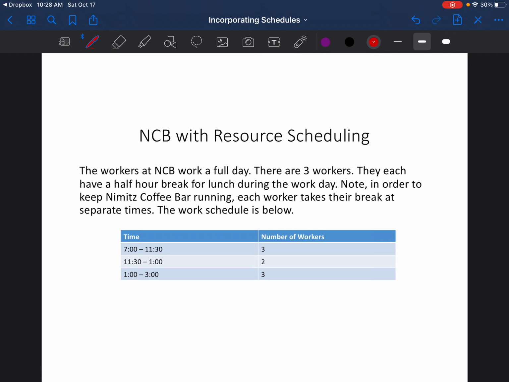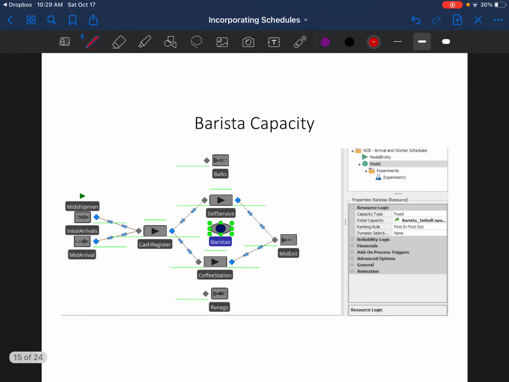Well, let's suppose that at this Nimitz coffee bar, the workers work a full day, and there's 3 of them. They each have a half-hour break for lunch during the workday, but in order to keep it running, they're going to take their break at different times. So here's the work schedule. Basically, from 7 to 11:30, you have 3 workers, but 11:30 to 1, that's when the 3 workers are each taking their lunch breaks over the hour and a half. There's 3 of them, so that's an hour and a half of lunch breaks. So during that time, there's only 2 workers. So how do we incorporate this into the scheduling?